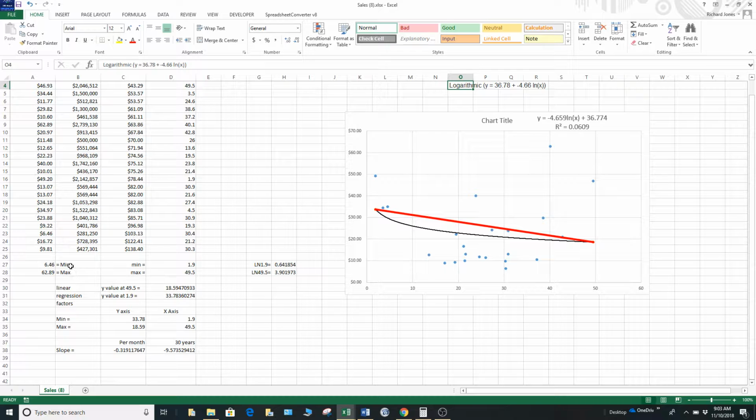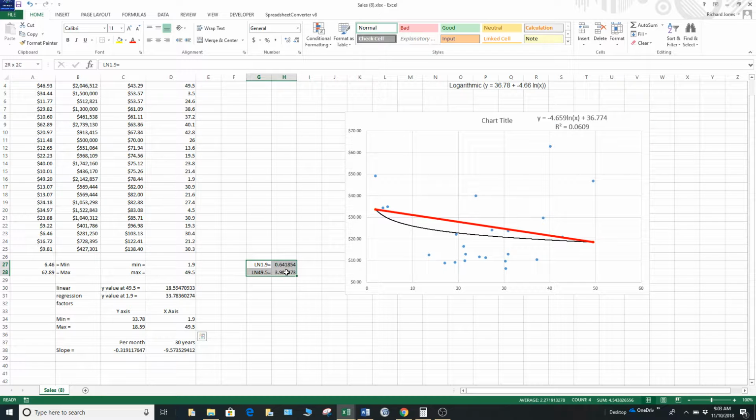So in this particular case, when I say min max, I'm going to start doing some calculations. I'm always using the x-axis for the min. The min is right here, and the max would be 49 and a half months. Our minimum is 1.9 months. So min max, including down here, relates to the x-axis. So just keep that in mind as you're going through this.